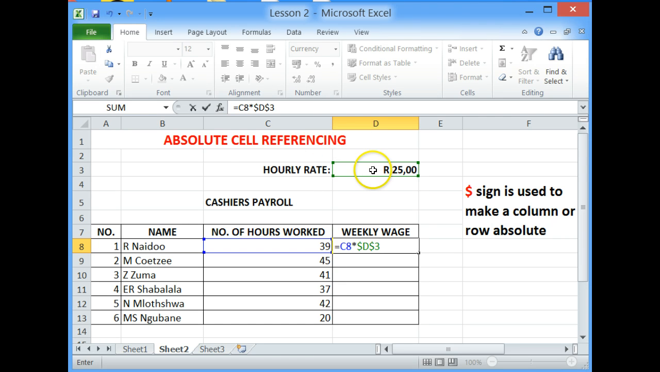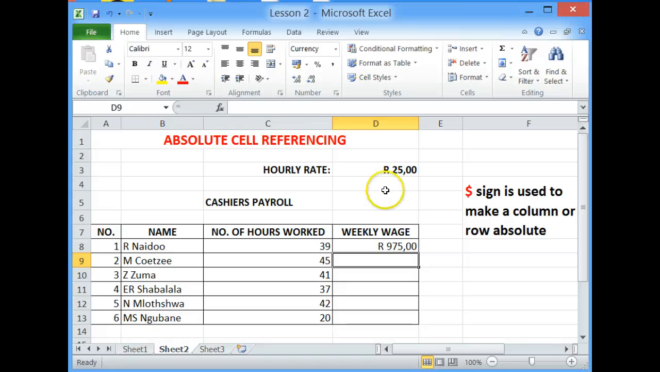So cell D3 is now an absolute cell, and that cell is going to remain constant or absolute if I copy the contents of cell D8 down to D9, D10, and so on. I press the enter key and I have my weekly wage for R. Naidu. Now let us copy this formula down for the rest of the employees.